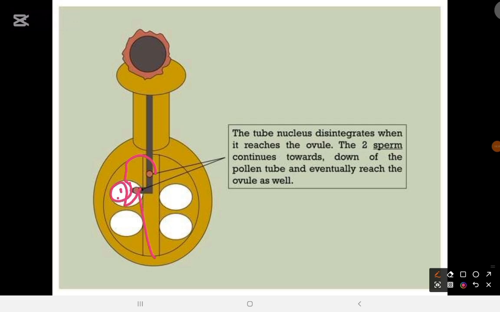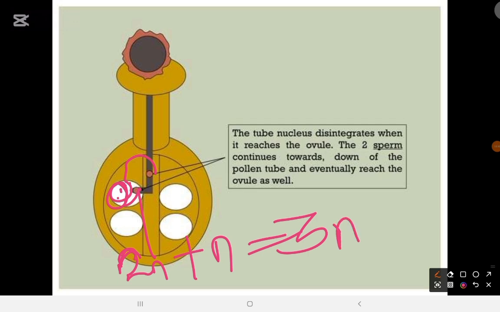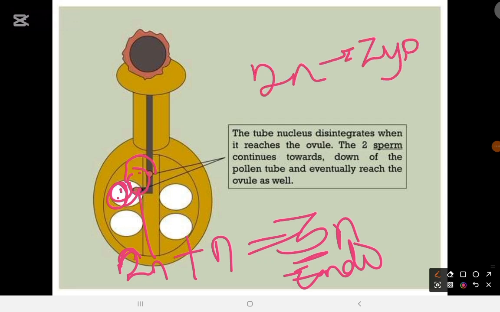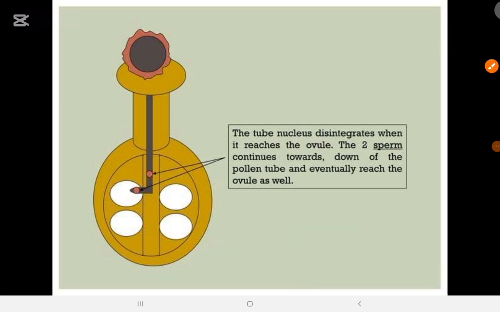Remember, this one is haploid, and these two are diploid. Because we have a diploid, or 2N, cell and a haploid cell, we create a triploid 3N, which is the endosperm, right? And this one here creates a diploid zygote after fusing with the egg cell.